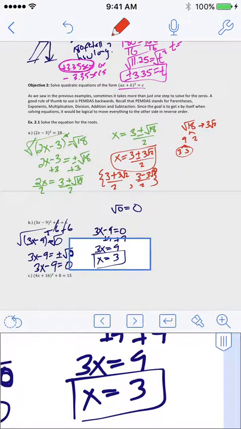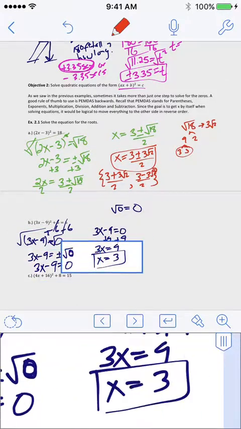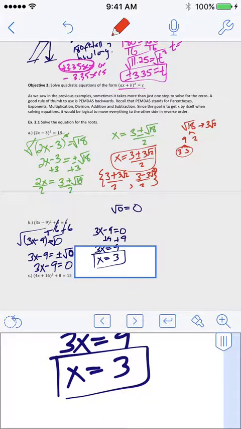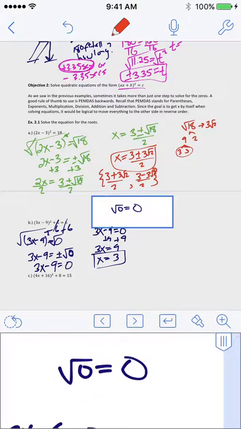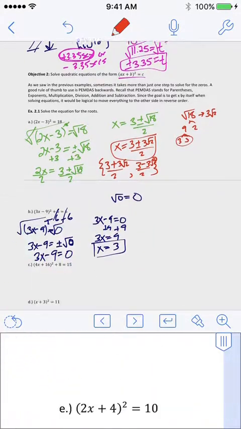This is the only case where this whole thing equals 0, that we get x equals 3 as our only answer. Okay, so if you have a square root of 0, that's the only one that's going to have a singleton answer.